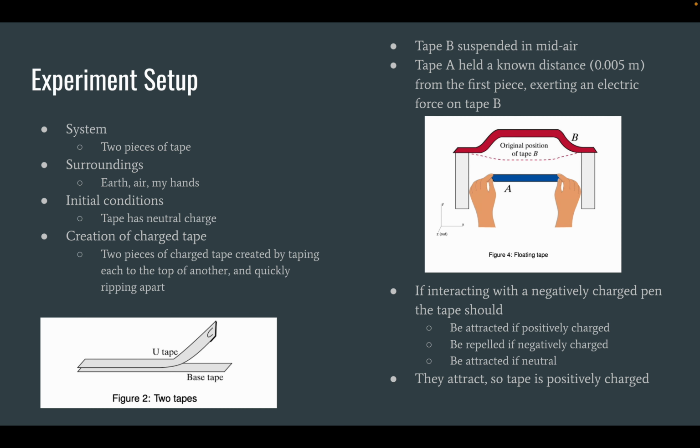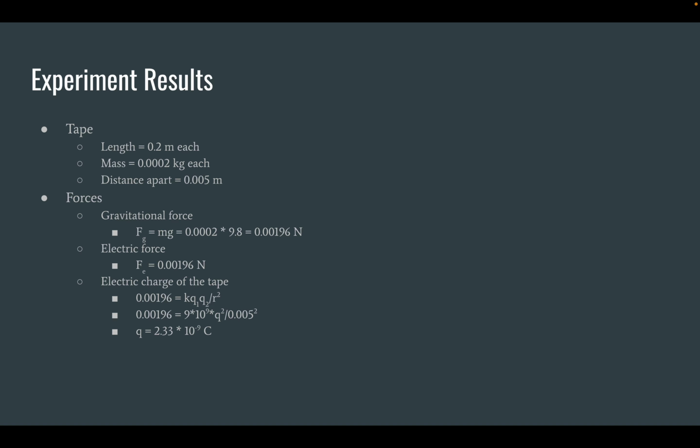In the original experiment, the system was the two pieces of tape, and the surroundings were the earth, the air, and my hands. The initial conditions were that the tape had a neutral charge, and then we created that charge by ripping two pieces of tape apart. The tapes were about 0.005 meters apart in the first experiment as well, which is important here, as we see in the results.